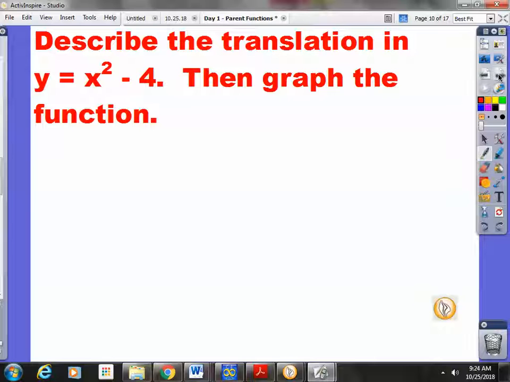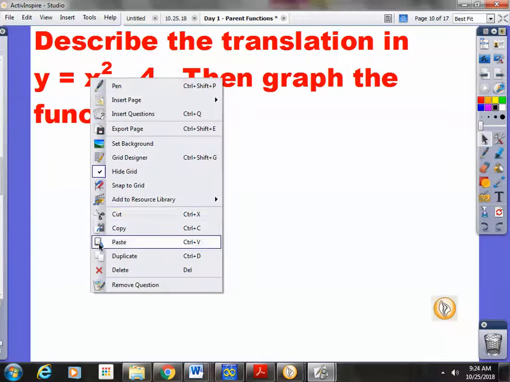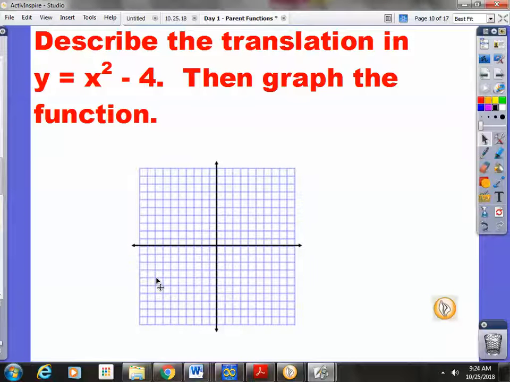Let's do a quadratic function here. So how do I know this is quadratic? What's my clue? Squared. Yeah, 2. So it says to describe the translation of y equals x squared minus 4, then graph the function. Let's begin by graphing our parent function. Now remember our parent function is y equals x squared. Okay, that's our parent function.